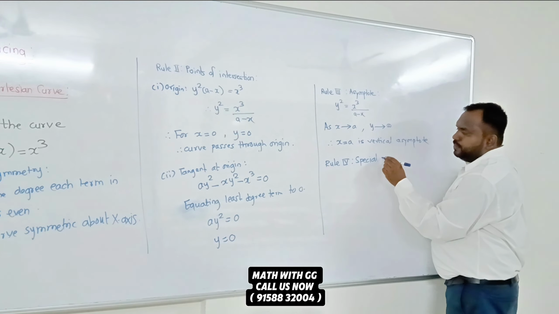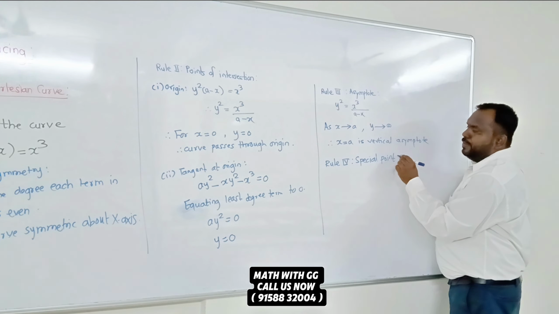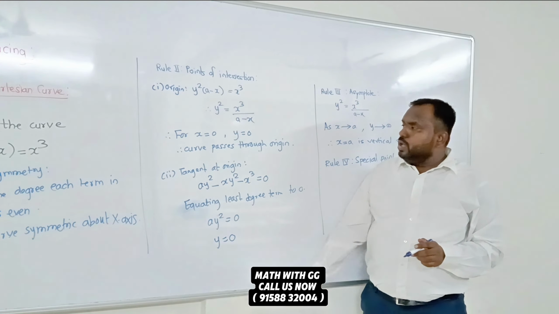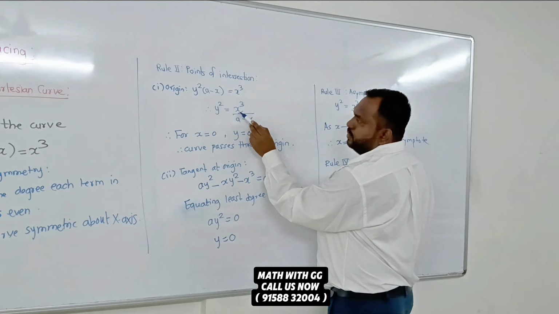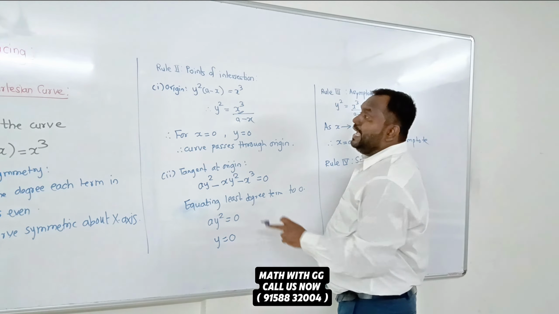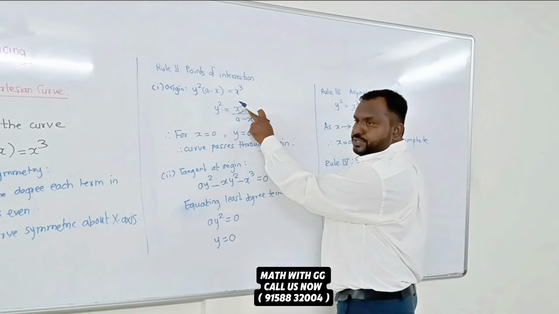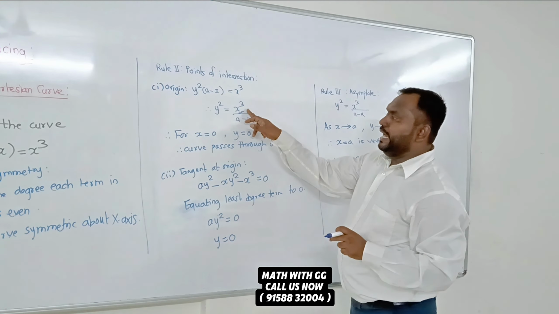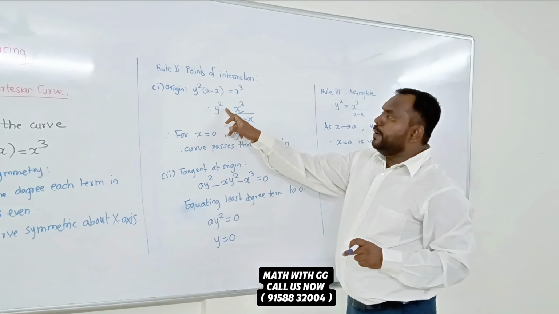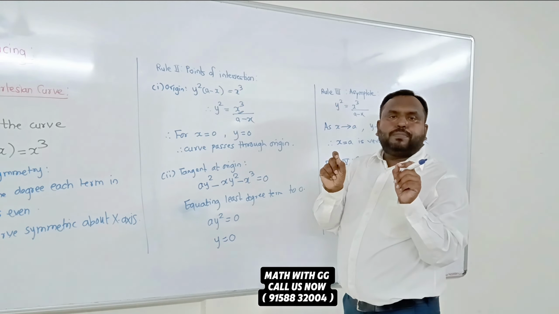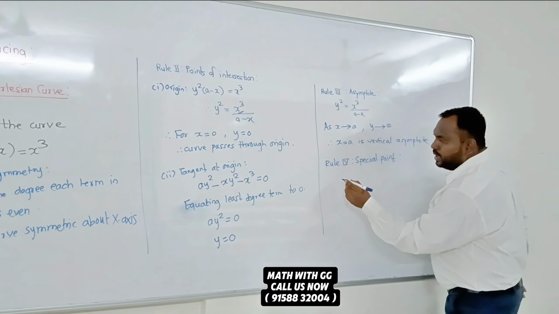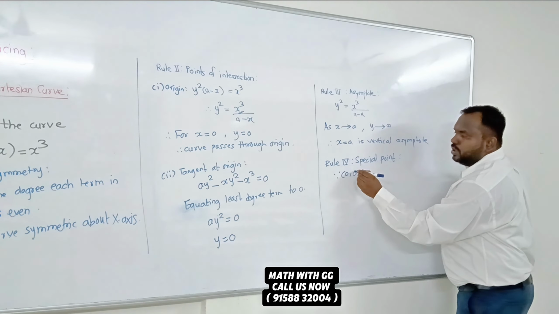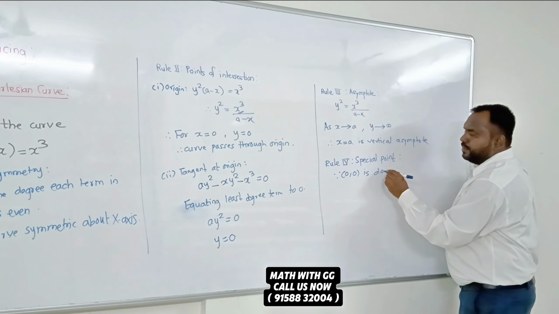For special point, first we'll go to rule number 2. If you observe, the curve passes through the origin. If you look at this term, x cube, the degree of x is 3. That means x equal to 0 appears 3 times, and y equal to 0 appears 2 times. So the common point (0, 0) appears 2 times. Hence, (0, 0) is a double point.